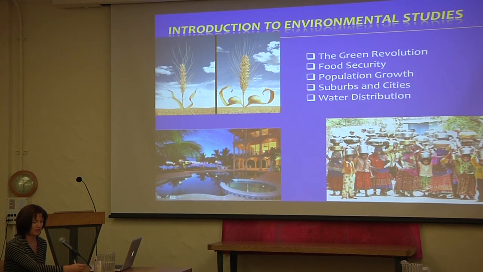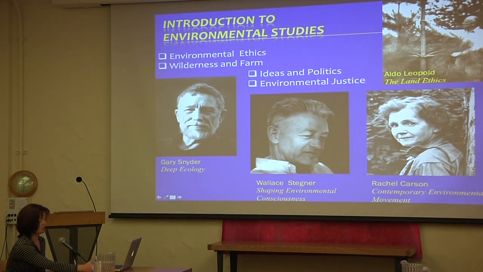Other themes are more socially oriented and include themes like population dynamics, California's water, world water distribution, consequences of green revolution, and the establishment of suburbs and cities. Also, environmental justice, environmental ethics, and the idea of wilderness. The readings provide powerful insights about the relationship between humans and the environment.